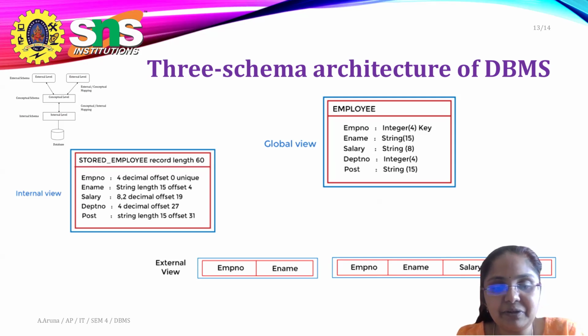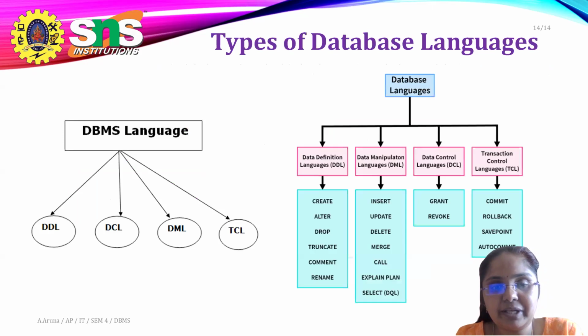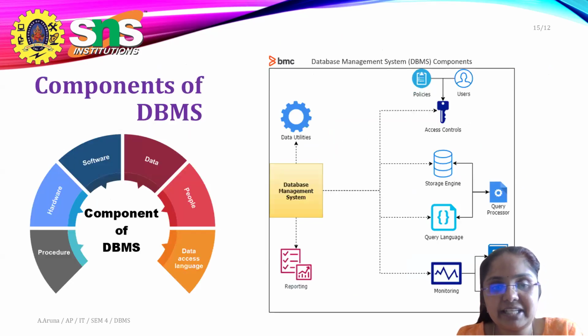The external view can be represented in a table structure, and that is called the external view. It can be implemented by different languages, that is DDL, DCL, DML, and TCL. We're going to see this in our upcoming classes. Thank you for watching my video.